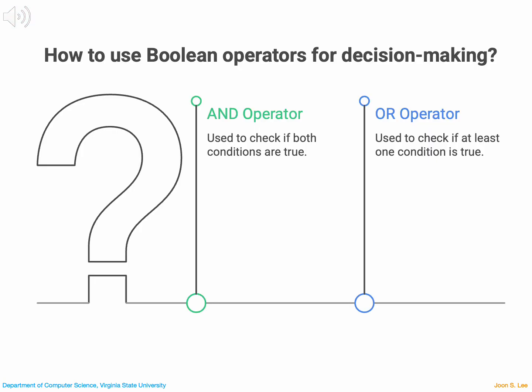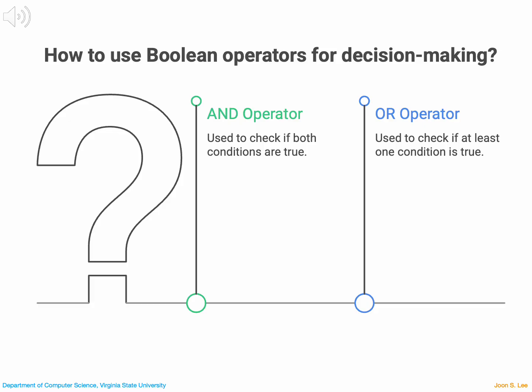How are Boolean operators used in decision-making? The AND operator requires that both conditions are true. For example, a student must submit homework and score above 70 to pass. Both conditions must hold true for the result to be true.